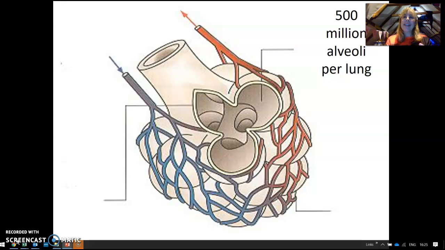And surrounding each of these 500 million alveoli in one lung, there are all of these blood vessels ready to pick up that oxygen that moves into the alveoli, which then diffuses from a high concentration in the alveoli into a low concentration in the capillary, to take that oxygen back to the heart to then be pumped around the rest of the body.